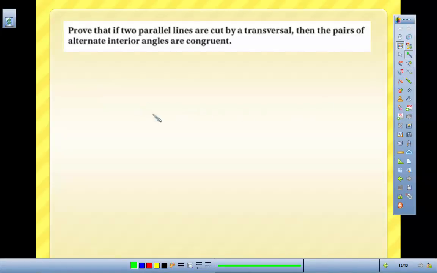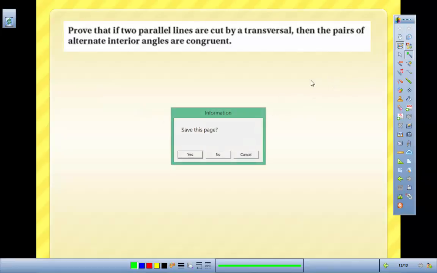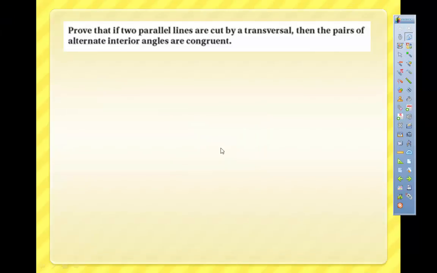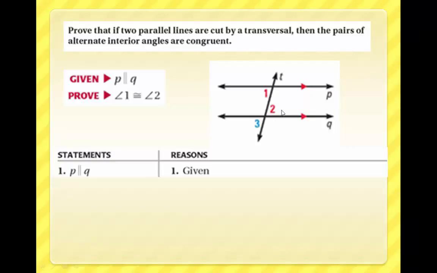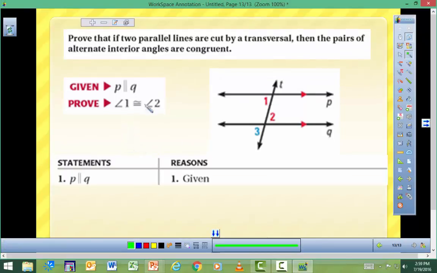Phew. Okay, so we have a proof here. And let's take a look. We have parallel lines. Okay, that's the given statement. And we want to prove that angles 1 and 2 are congruent. So what we want to do is prove that alternate interior angles are congruent. Okay, so let's see how this works.